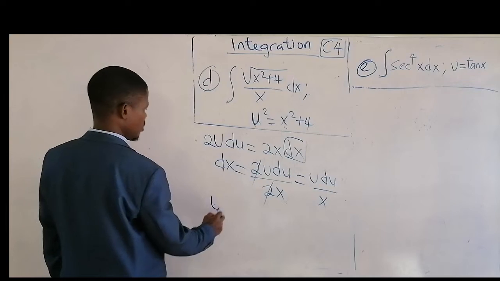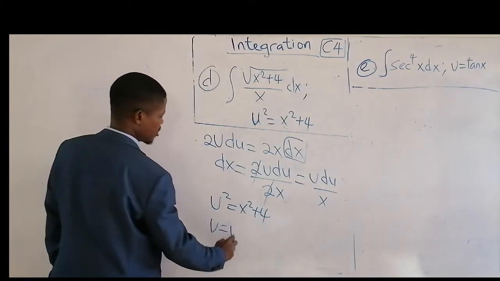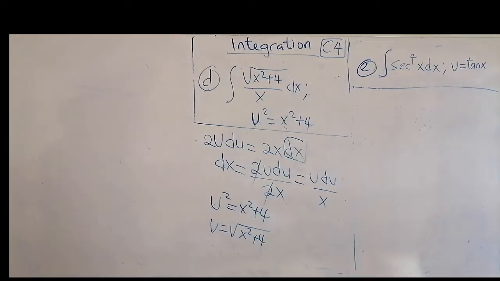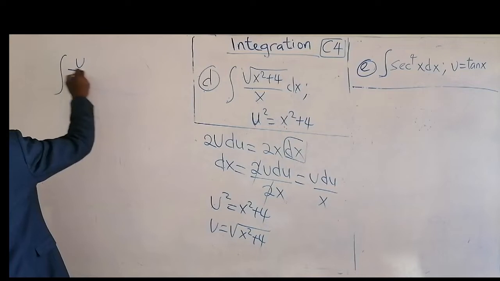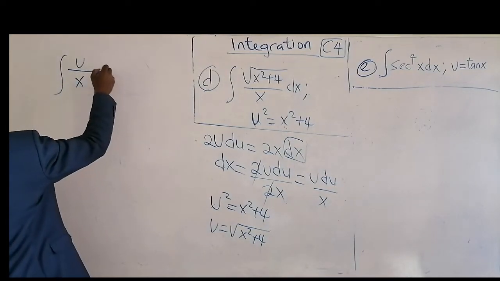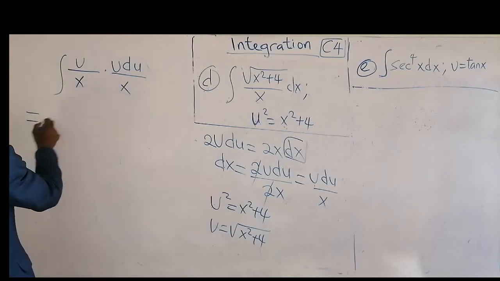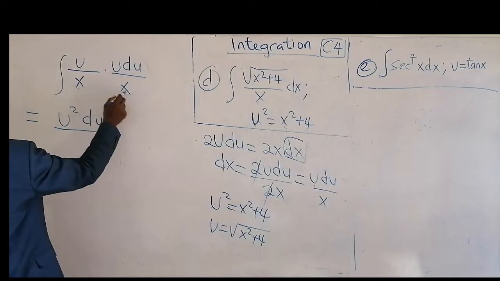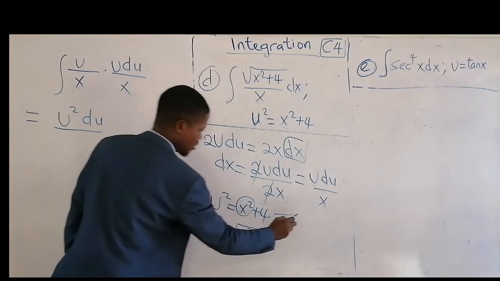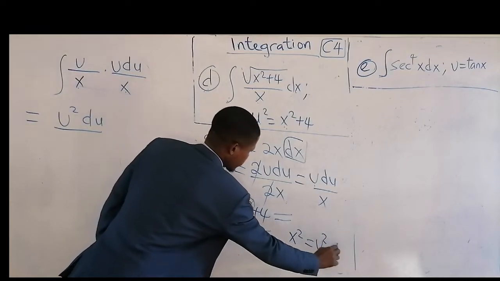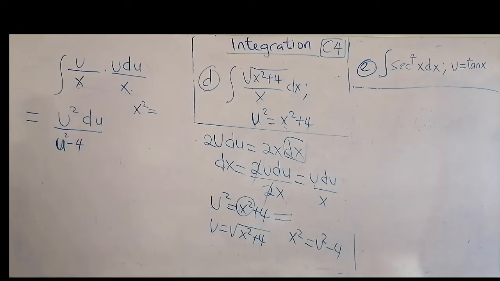So that's our dx. From this equation, u squared equals x squared plus 4, we can make u the subject. U will be equal to the square root of x squared plus 4. So we can now begin to substitute into this expression. The integrand is equal to u over x. Then dx is equal to u du all over x. So I'm now having u squared du all over x squared. And don't forget that from this expression, you can extract x squared, so that x squared is equal to u squared minus 4. So this times this is x squared, and that's equal to u squared minus 4. So that's what we have.